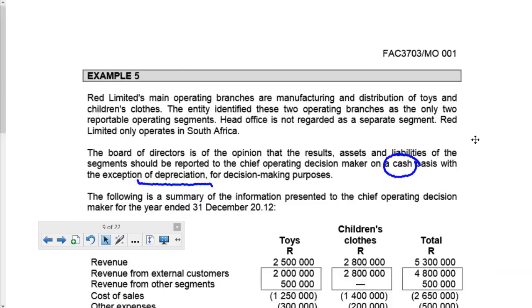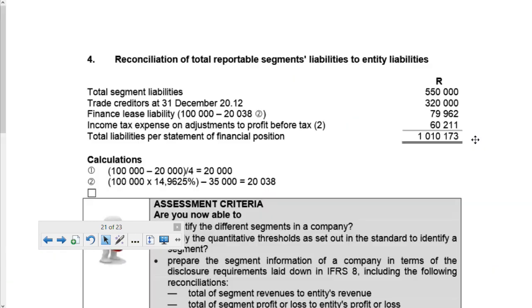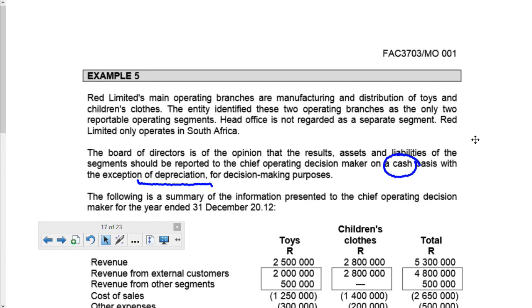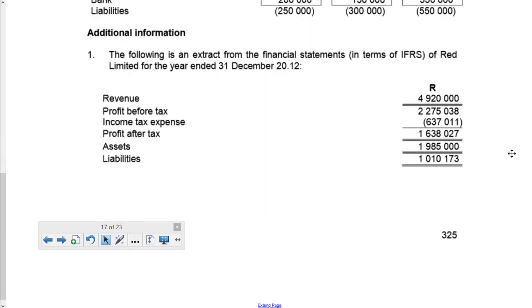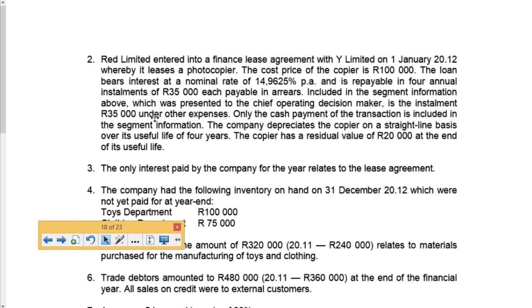Okay, so let's have a look at that example 5 again. There's a lease. All right, so there's all the information. They give you that, then they start to give you the stories. Red entered into a finance lease agreement with Y Limited on the 1st of January. It leases a photocopier. The copier has a residual value at the end of its useful life, and it's a finance lease, right? The only interest paid for the company relates to the lease agreement. So the company would have accounted for that as rent.